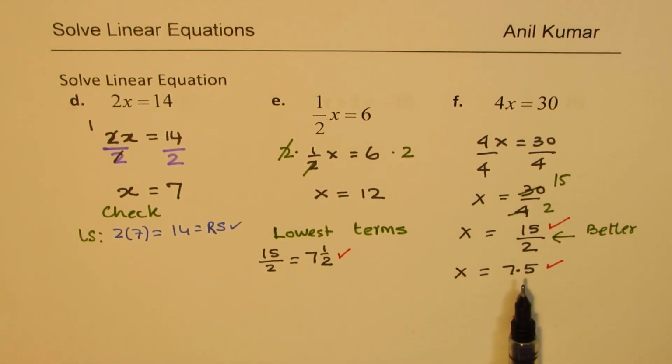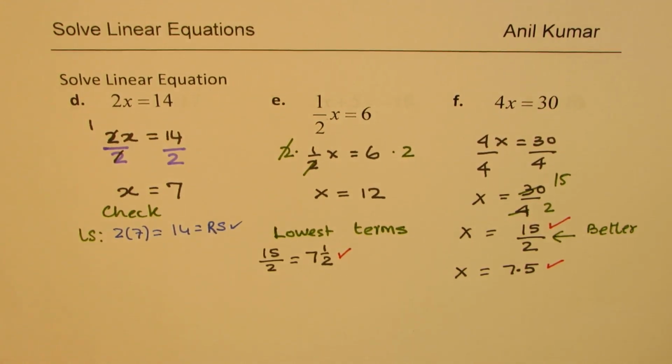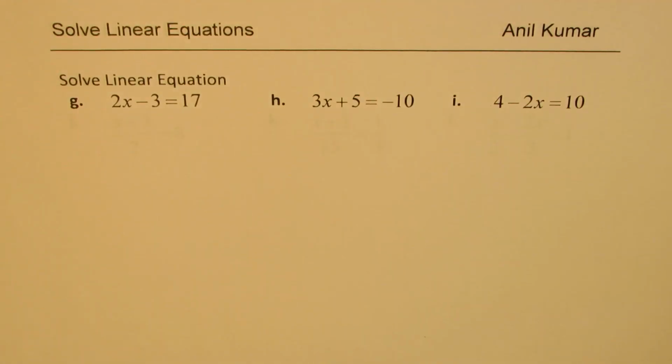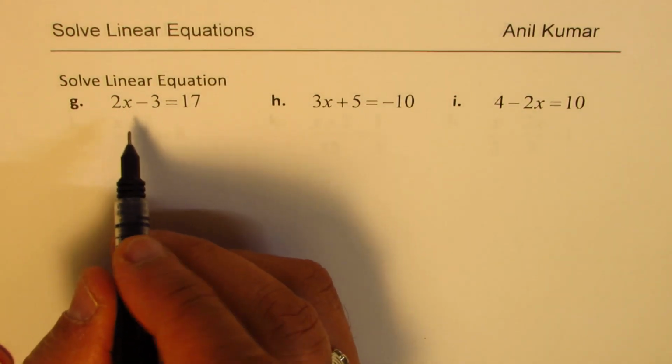Sometimes if I say write to 1 decimal place, that is your answer. Is that clear to you? So that is how we are going to write down the solution of our equations. Now let's look into equations where more than one step is required. Okay. So let's see the steps involved.